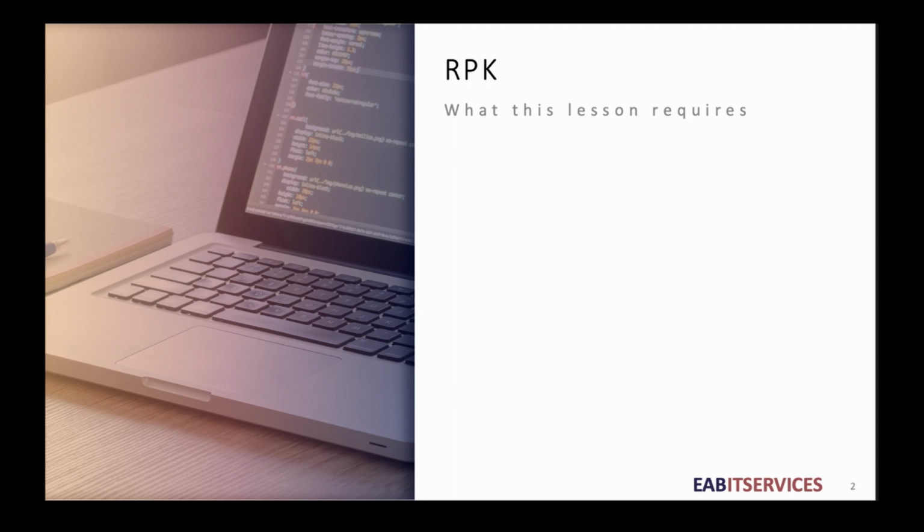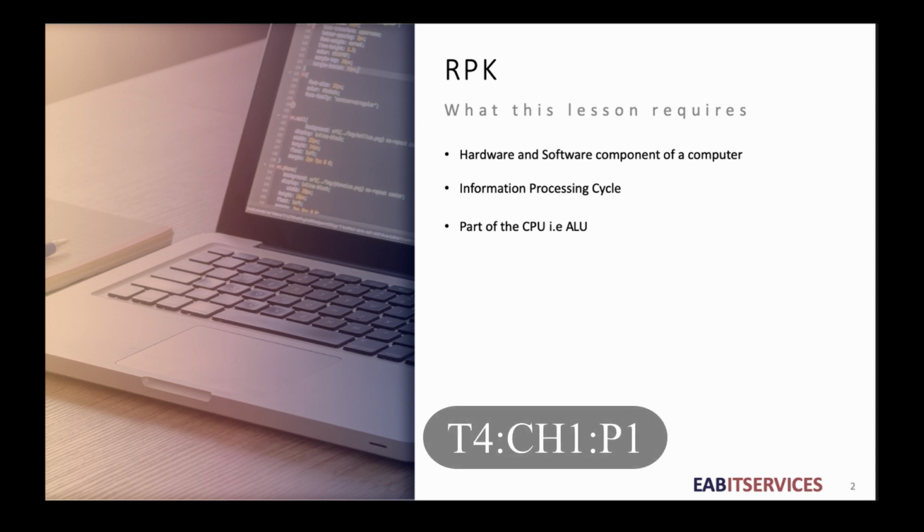Before you continue with this tutorial, this lesson requires that you at least have an idea about the hardware and software components of a computer, about the information processing cycle, that's how the computer processes information, and part of the CPU, that's the central processing unit, where you look at the arithmetic and logical unit, and how information is sequenced and processed by the computer. You can also read these from the textbook 4, chapter 1, page 1.